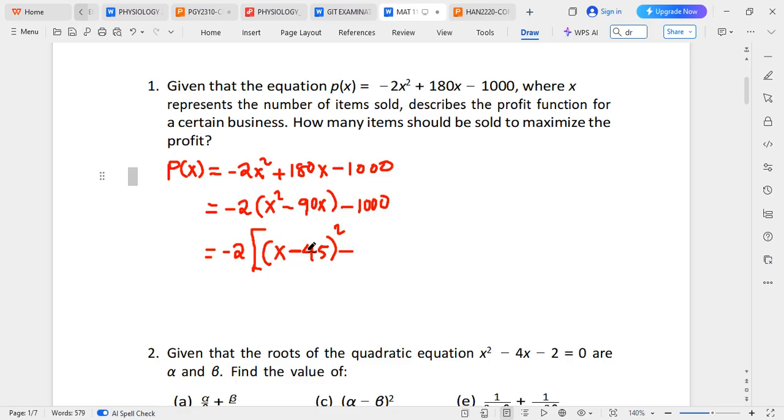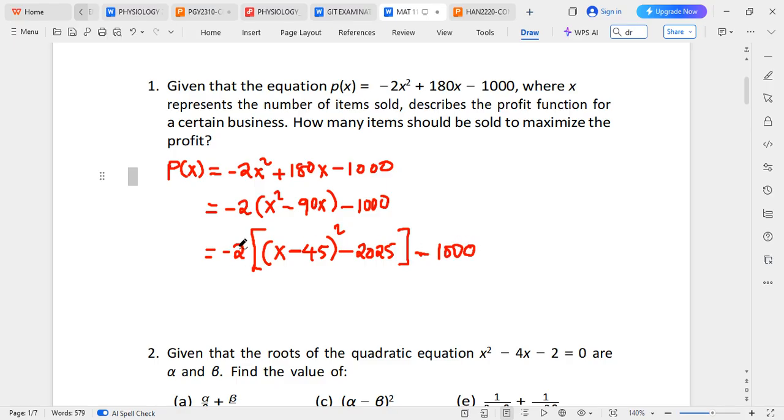So what is 45 squared? Now you know 45 squared is the same as 45 times 45. That is going to be 2025. And then now close. What I've written inside these big brackets is the same as x squared minus 90x. Okay, it's the same. And then I write minus 1000 at the end.